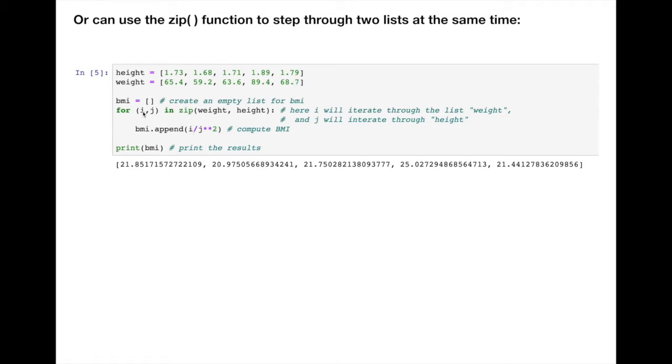So every iteration, the first pair of data is put in. The first time, i equals 65.4 and j equals 1.73. And then you calculate the first BMI. Then you step through the next pair, the third pair, the fourth pair, and the last one. So this is the way that you can step through 2 lists at the same time. And you can also do 3, 4, 5 if you want.